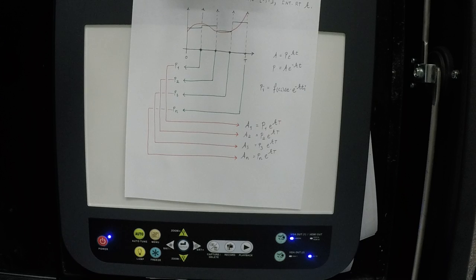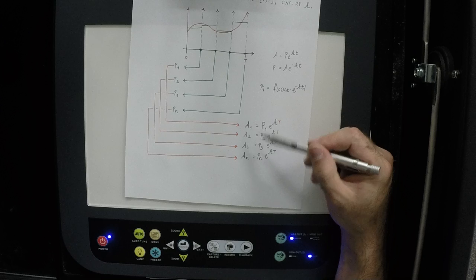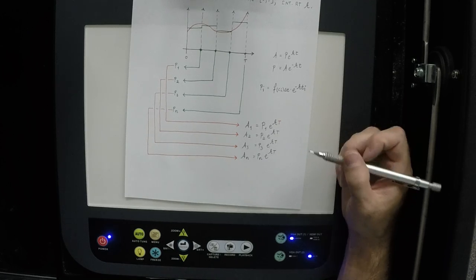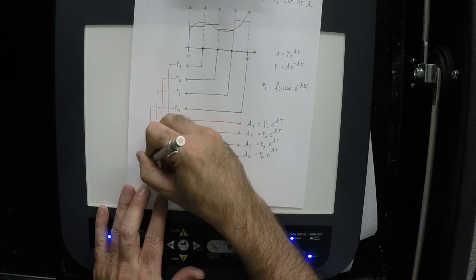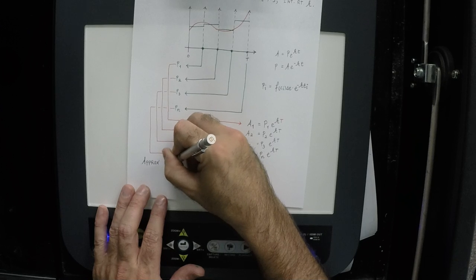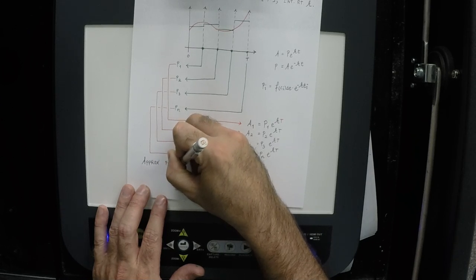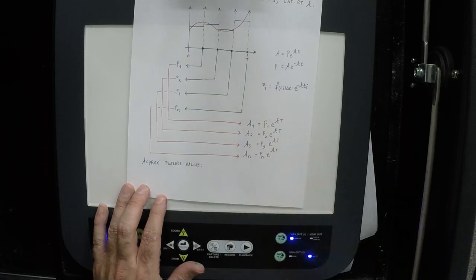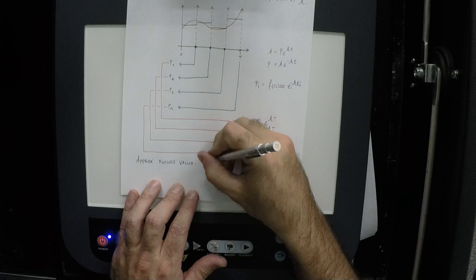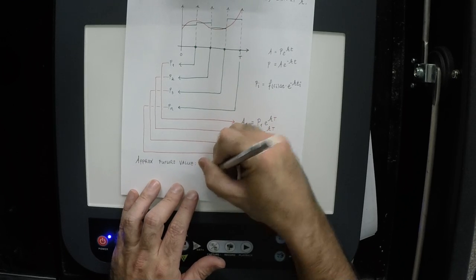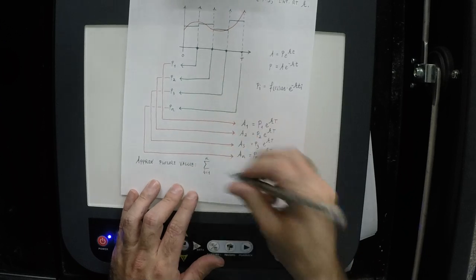So to get the approximation of the future value, you just have to sum up all of these individual future values. You just add them all up. So the approximate future value is the sum from i is 1 to n of all those pieces, A_i.